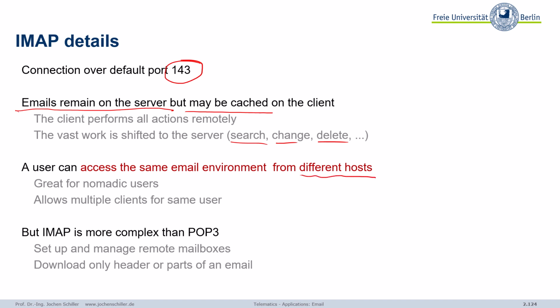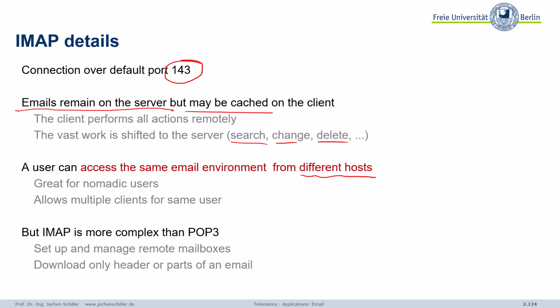So if you're a nomadic user, if you have multiple clients, if you move from A to B and you just check the email, this is what you want to have. It's more complex, yes, that's clear, but you can do more things. So that's basically all about IMAP.